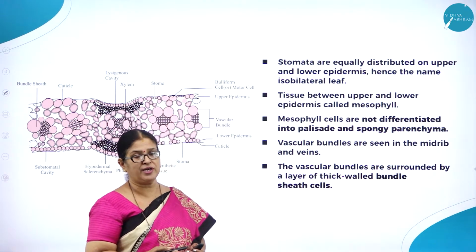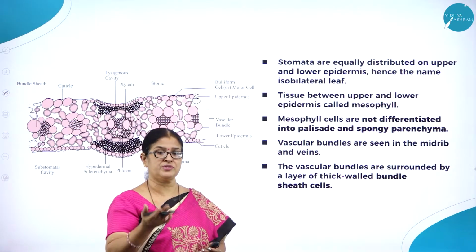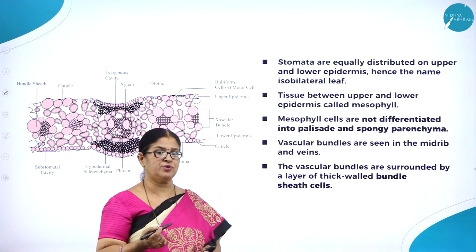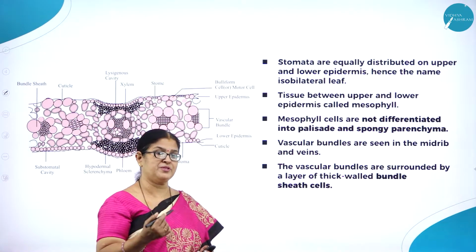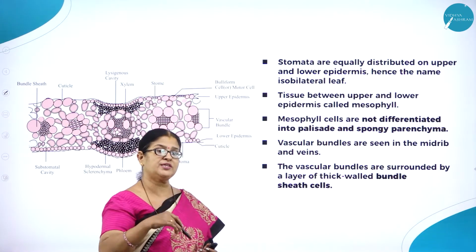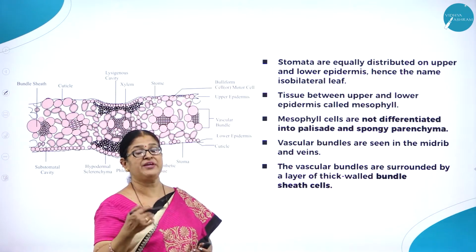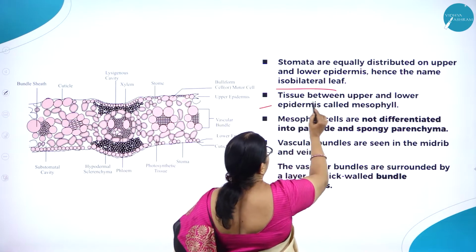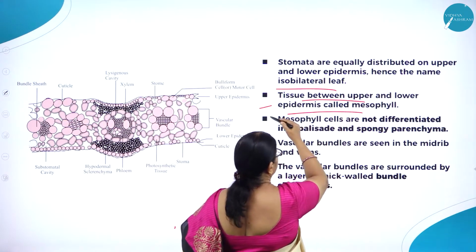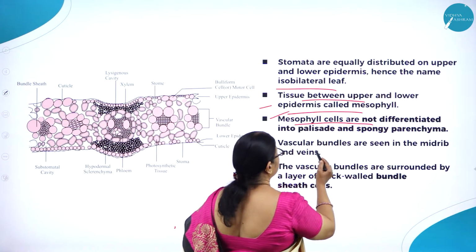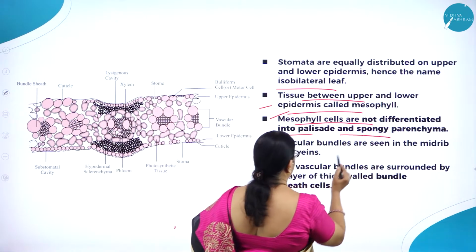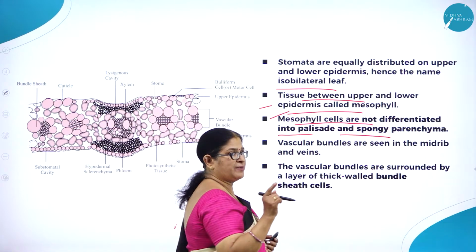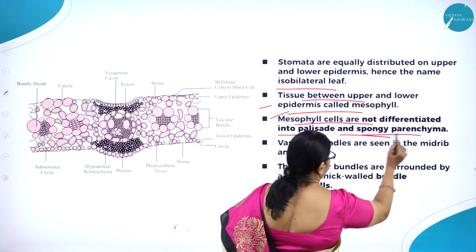Whereas in the dicot leaf, there are more stomatal openings in the lower epidermis than in the upper epidermis. So there we use the word dorsiventral leaf, with an upper epidermis and a lower epidermis. Here both the surfaces are one and the same and have an equal number of stomatal openings, hence the name isobilateral leaf. The tissue between upper and lower epidermis is called mesophyll, and mesophyll cells are not differentiated into palisade and spongy, and it has only one type of parenchyma, that is chlorenchyma.